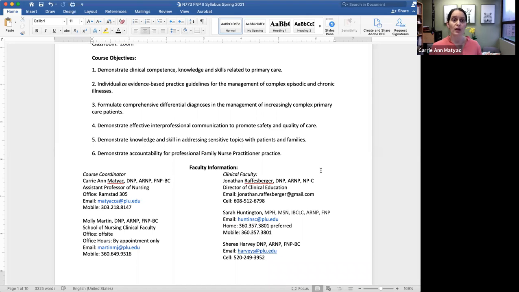And formulate comprehensive differential diagnoses and the management of increasingly complex primary care patients. Again, we want you to be seeing the patient, the first thing you see the chief complaint, and so start formulating that differential diagnosis. What questions are you going to ask when you walk in the door to narrow down your differential diagnosis and determine what the patient has?